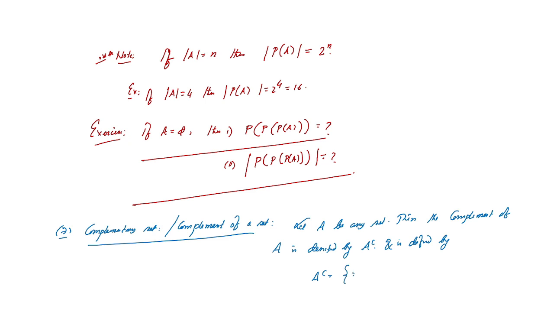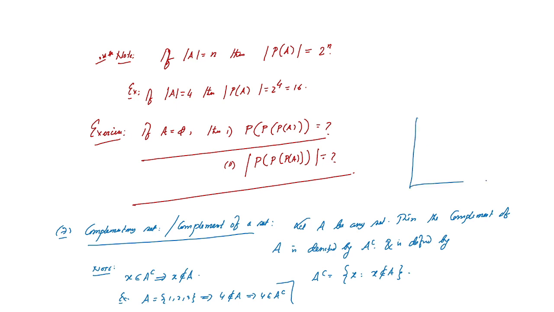A complement means all those x such that x does not belong to A. Okay. So here the note is x belongs to A complement. What is the meaning? The meaning is x does not belong to A. As for example, if A is the set 1 to 3, then we can say 4 does not belong to A, and that implies 4 belongs to A complement.